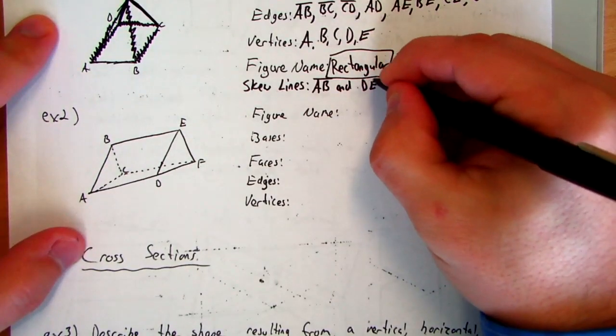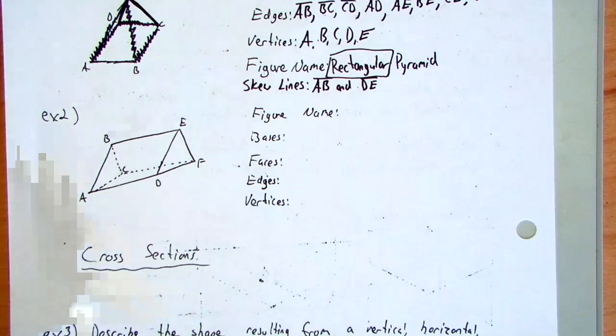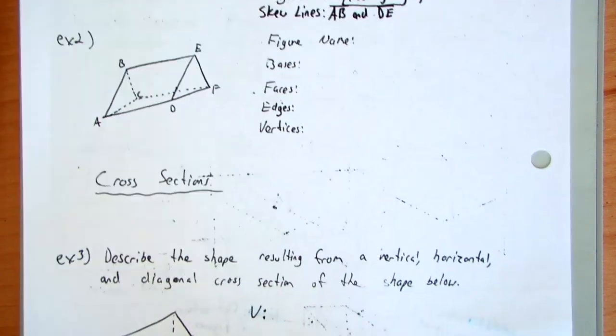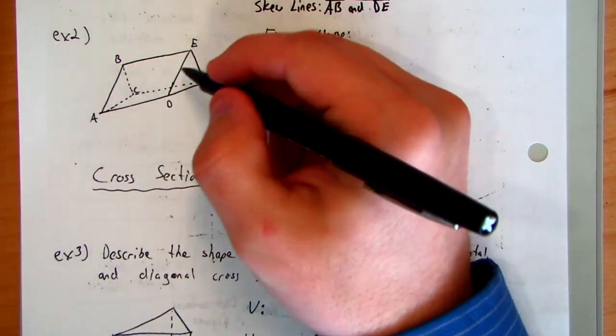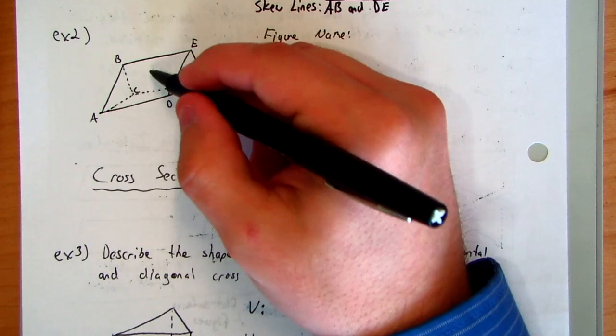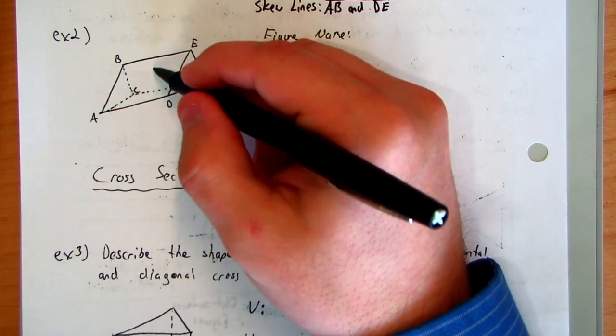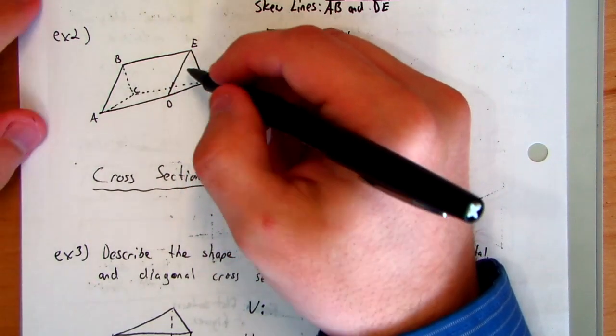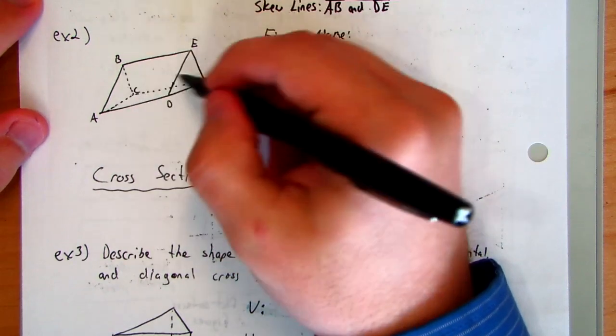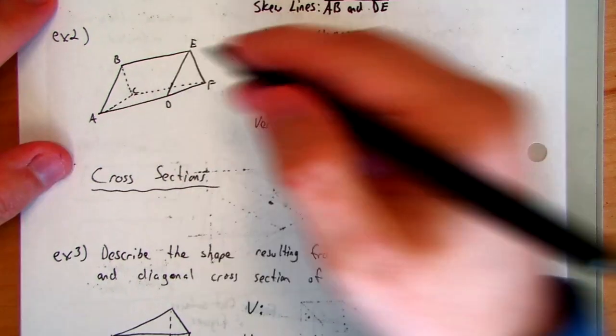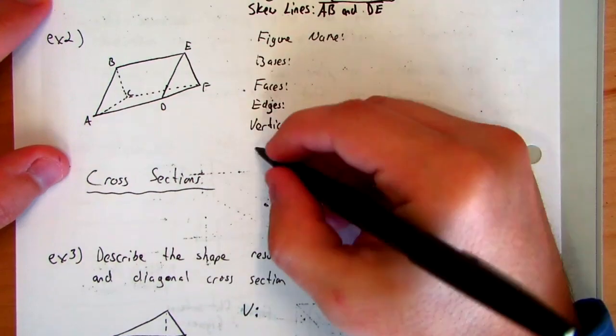All right, example 2 now. This here is going to be a triangular prism. The reason why it's a prism is because we have 3 faces that are rectangles, and then 2 that are triangles. So this is going to be a triangular prism. Nope, figure name is on the top here. So this is a triangular prism.